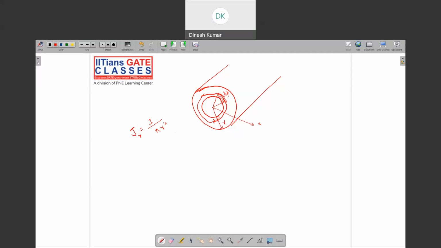Up to this x distance, the total current will be I into pi x square divided by pi r square. So this pi will get cancelled. So the total current up to the point x, this is Jx, will be I into x square divided by r square. So this is important.